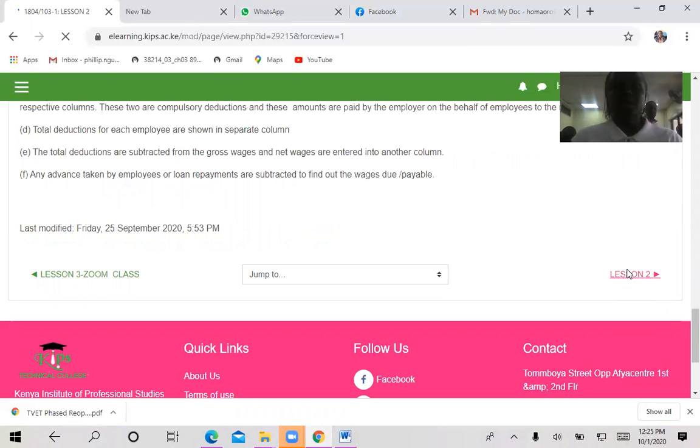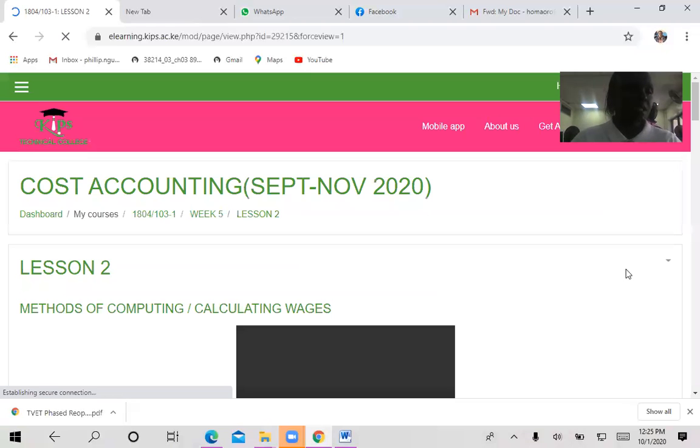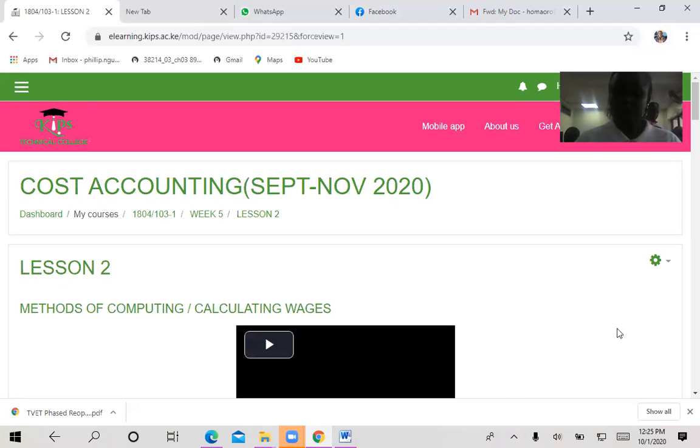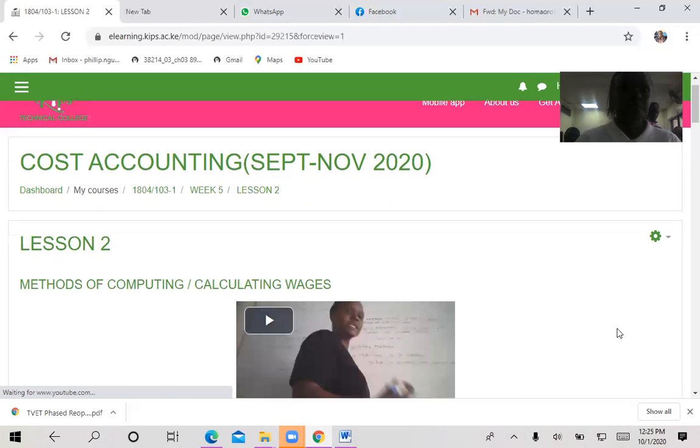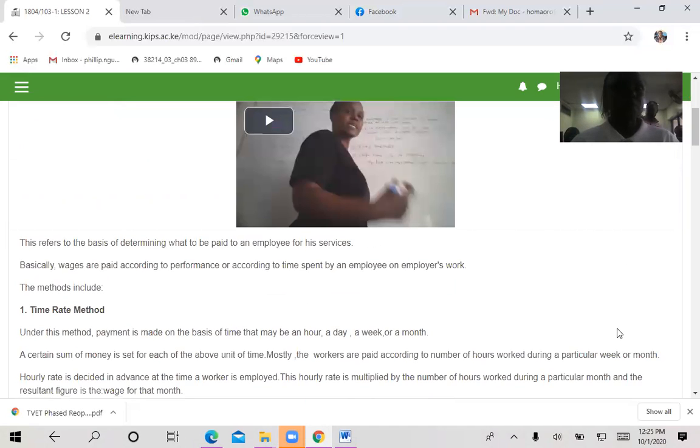Okay, I would like us to look at the methods of computing wages. Now, how do you compute the wages? When we say computing, we mean calculating. So when we say methods of computing wages or calculating wages, we refer to the basis of determining what to be paid to an employee for his service.